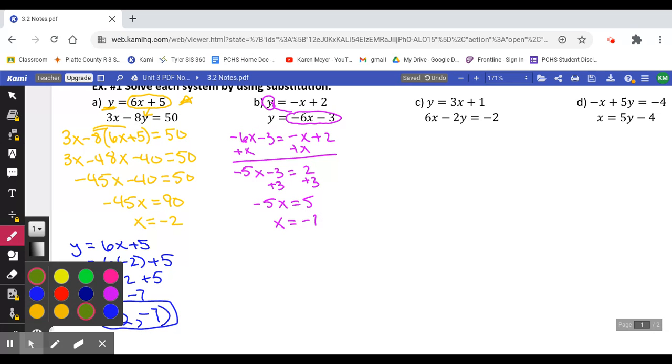So now I'm going to substitute that in. I'm going to choose the bottom one. So y equals negative 6, substitute in negative 1 for x, minus 3. So y equals positive 6 minus 3, which gives me the answer for y to be 3. So final answer, x comma y, negative 1 comma 3.